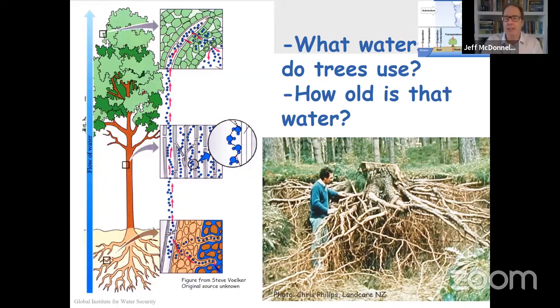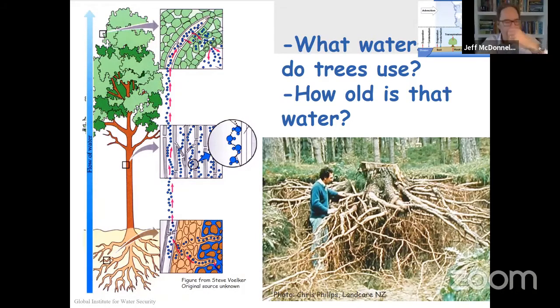And this is an emerging area. It was initiated back in the early 90s. And really in the last decade, things have really taken off with many papers. And of course, when you look underground, this is a slide of a friend of mine in New Zealand, Chris Phillips, the tree root networks, it's a living system below ground that we don't see.